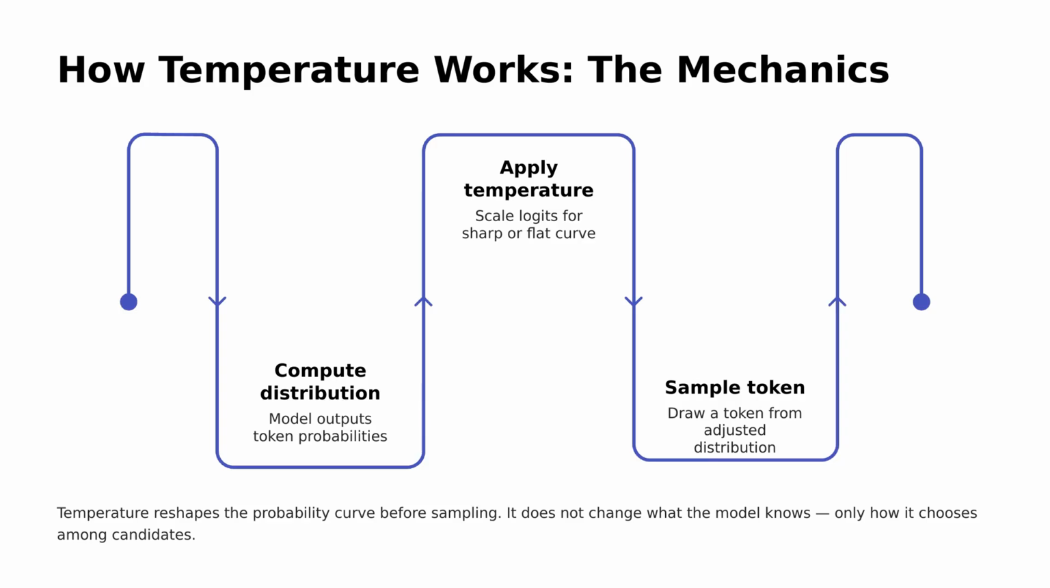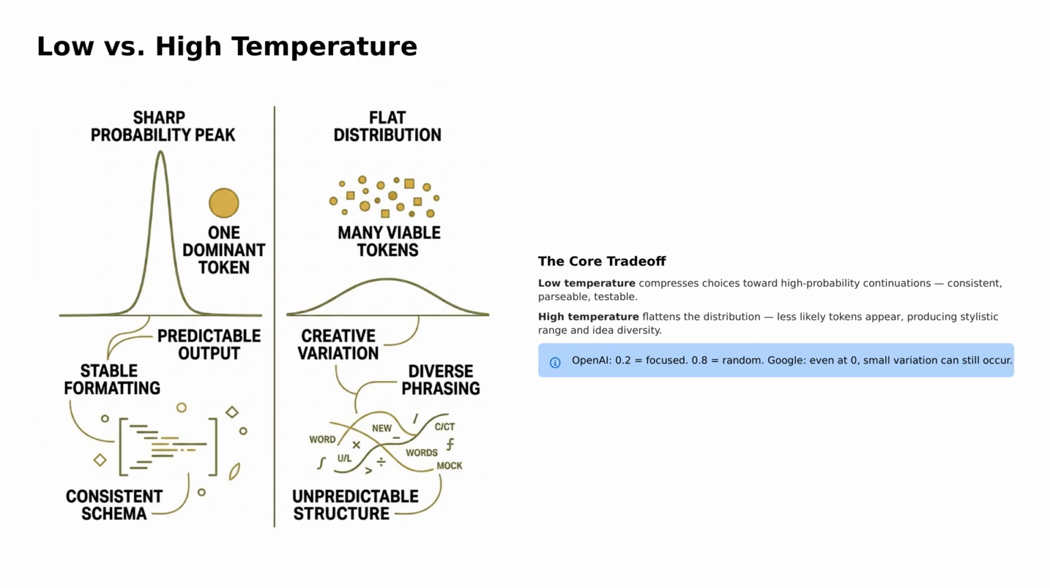Here's the mechanics of temperature. First, the model computes a probability distribution over possible next tokens. Then temperature is applied by scaling the logits, which makes that distribution either sharper or flatter. After that, a token is sampled from the adjusted distribution. So temperature changes how confidently the model picks among options. It doesn't add knowledge or change the model's understanding. It only affects how the next token is chosen.